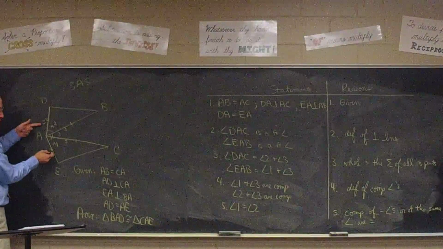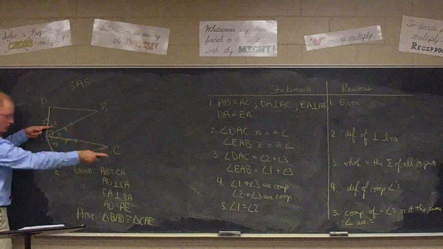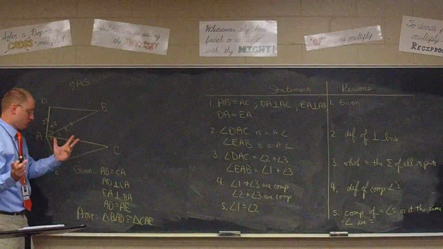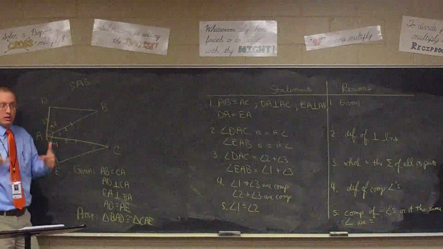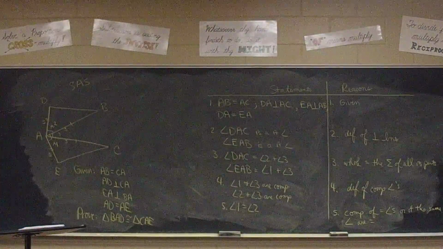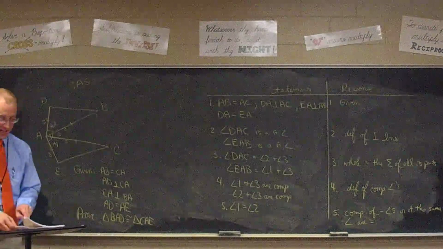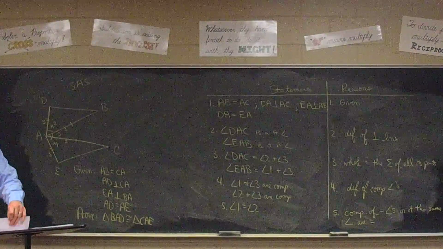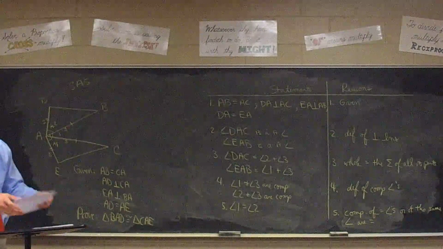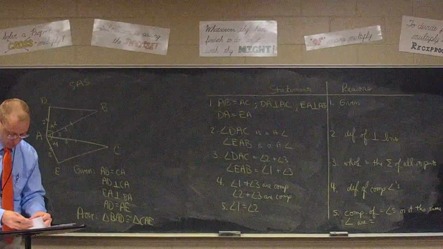So I've got sides equal, given. Angles equal, just proved it. Sides equal, given. I have SAS, which means my triangles are congruent. So number 6, triangle BAD is congruent to triangle CAE by side angle side, and it finishes the proof. And that wraps the proof.